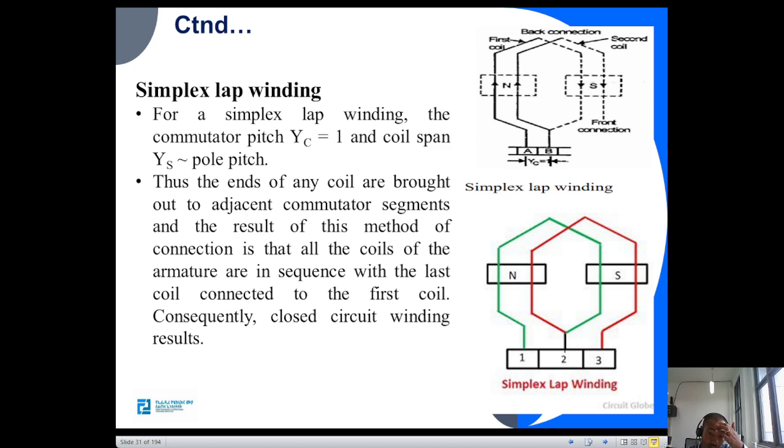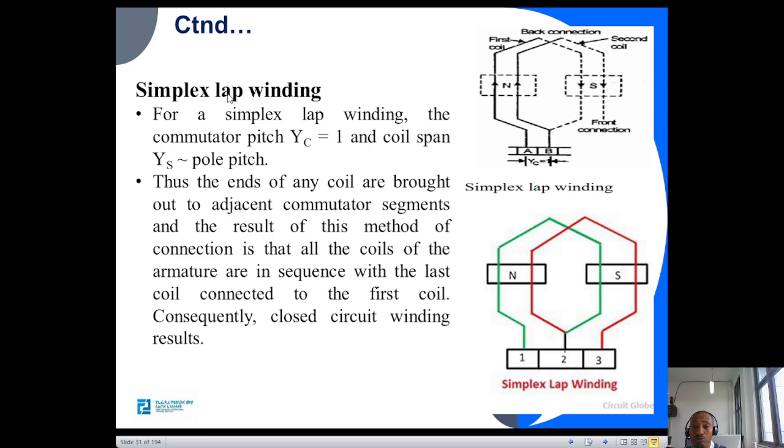For a simplex lap winding, the commutator pitch is equivalent to 1, and the coil span is approximately equivalent to pole pitch. So if you see simplex lap winding, we usually call the distance from this to this end, one coil side to another coil side, the coil span, or coil pitch. And the distance from one pole to another pole, north to south, we call the pole pitch.